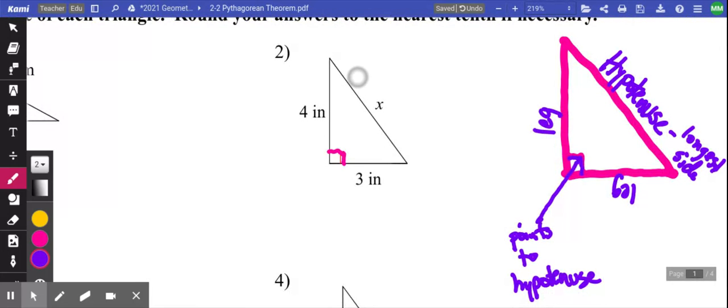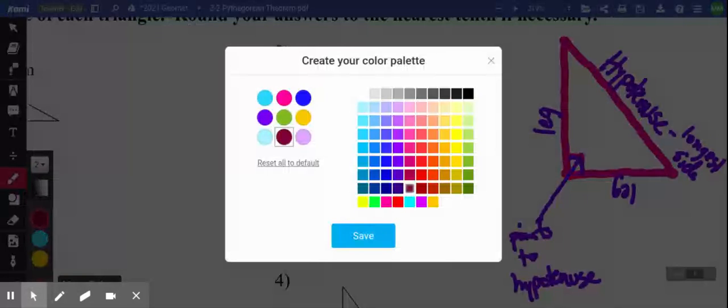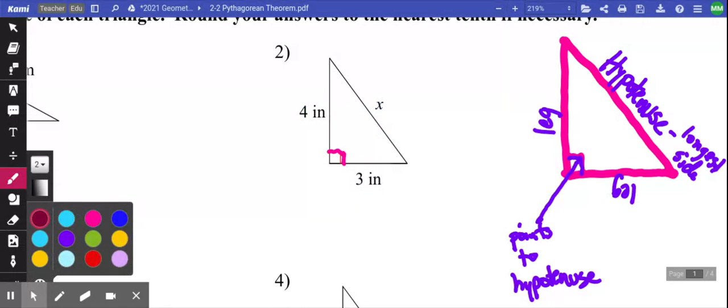Now what we need to do is, we've identified the hypotenuse, which is the longest side, and it's across from this 90-degree angle. What we need to do now is label those sides. We use the letters A, B, and C, and the reason is that those will plug into our formula in just a bit, so we can quickly throw in our numbers and get an accurate answer. Let me get this color red. That'll be perfect.